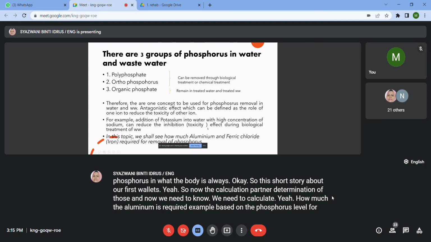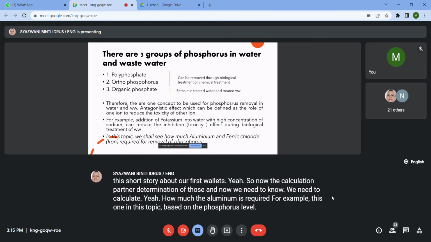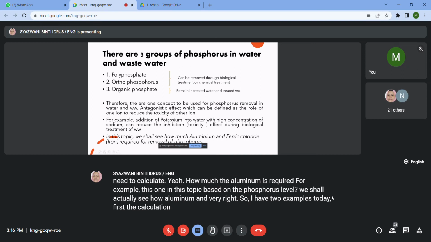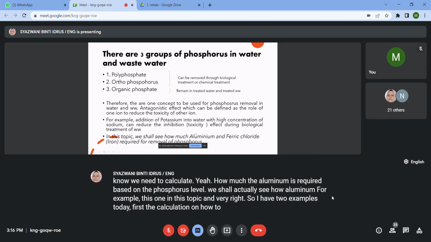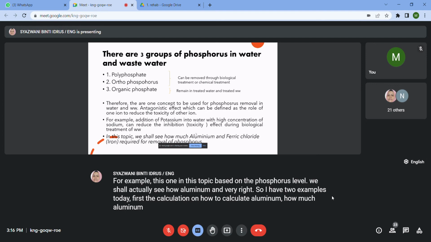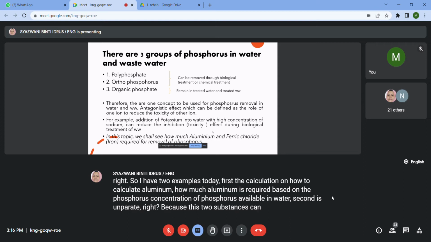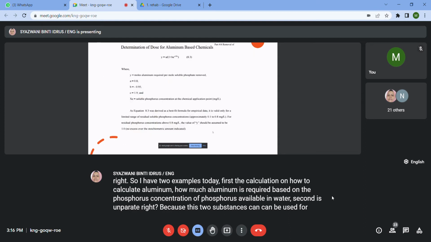In this topic, we shall see how aluminium and ferric chloride are used. I have two examples today. First, how to calculate how much aluminium is required based on the phosphorus concentration available in water or wastewater. Second is on ferric chloride, because these two substances can be used for phosphorus removal.